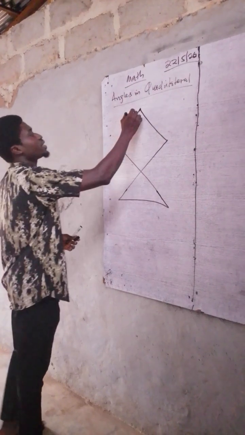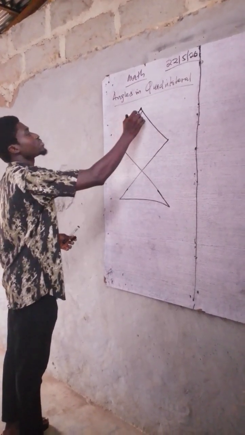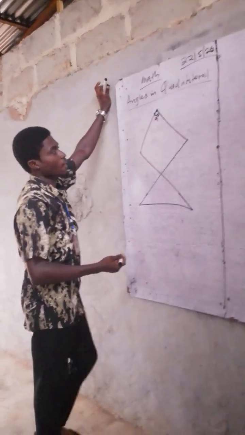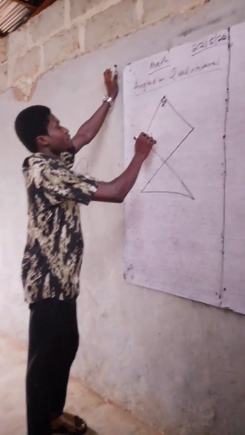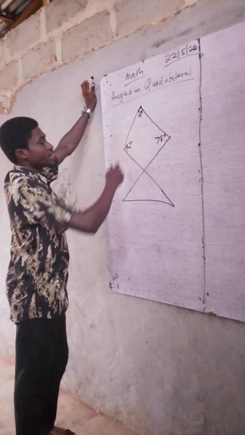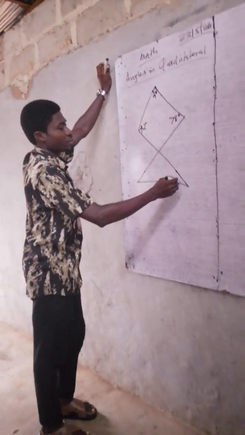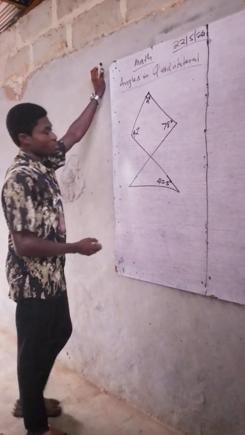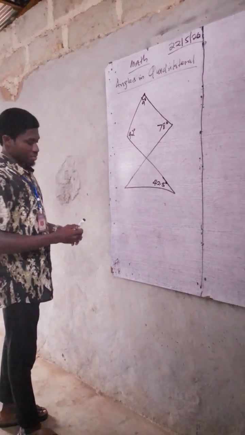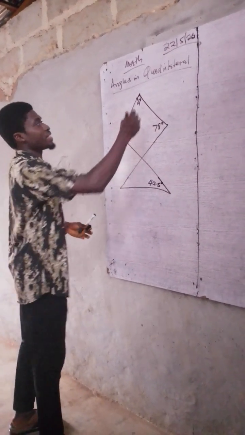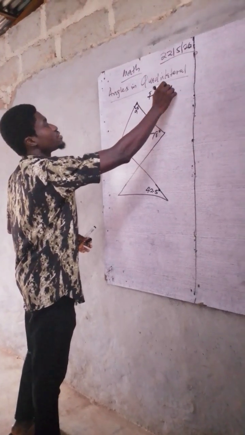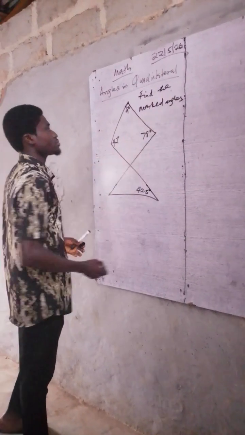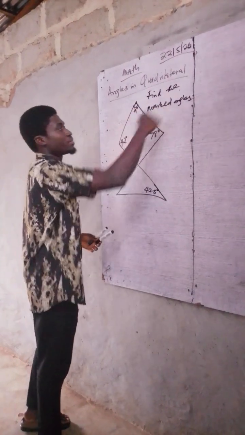Okay, so let's assume that here is a degree. Then let's call here 42 degrees, 78 degrees. Then we'll actually call here 42.5 degrees. Now the question says find the marked angle. Find the marked angle. Now how do we find the marked angles?